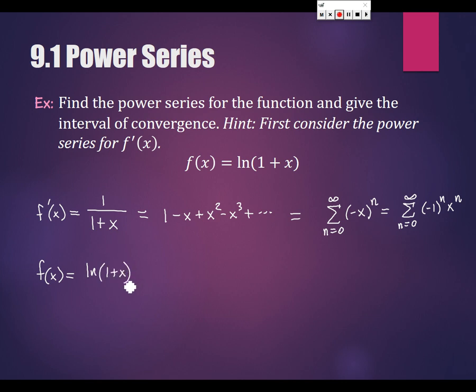How did we get from here to here? Remember, the way we got from here to here was to take the derivative. So as we go from here to here, we can integrate. And by integrate, you know that the integral of a sum is the sum of the integrals. So we can just term by term integrate this. So here we go.